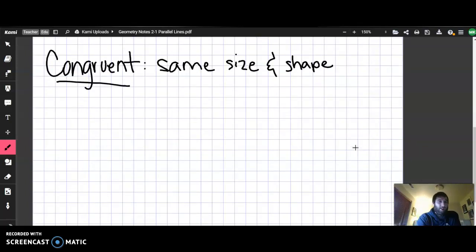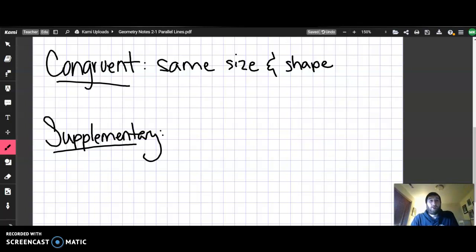The other thing to compare here is supplementary. Supplementary, like if you were to go and purchase a supplement of some kind, or if you supplemented something, it means to complete something. And so what we're completing in this case is a straight line. A straight line has 180 degrees in it. Why does it have 180 degrees? Because that's half of a circle. And 180 degrees is half of 360.